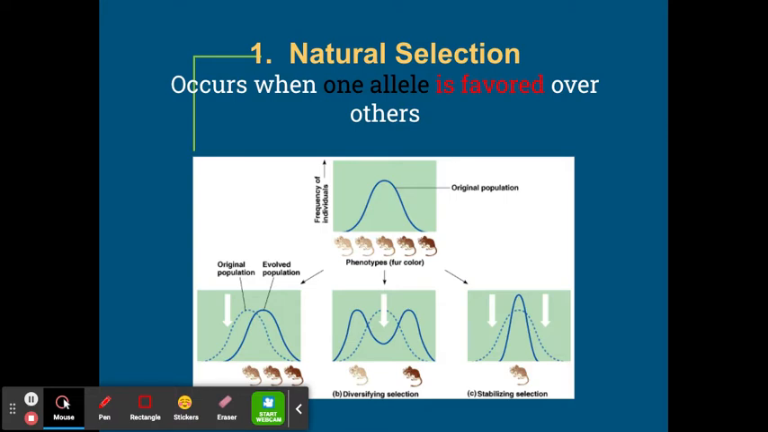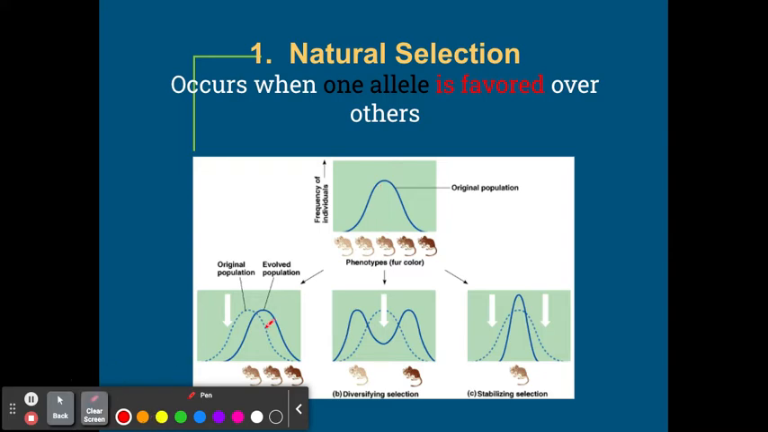Natural selection occurs when one allele is favored over other alleles. As we take a look at these graphs below, frequency of individuals in original population, we have a very lightly colored mouse on the left of the top graph, and then a very dark colored mouse on the far right. If you look at the middle, you can see that you have a medium colored mouse, which seems to be favored in that environment.